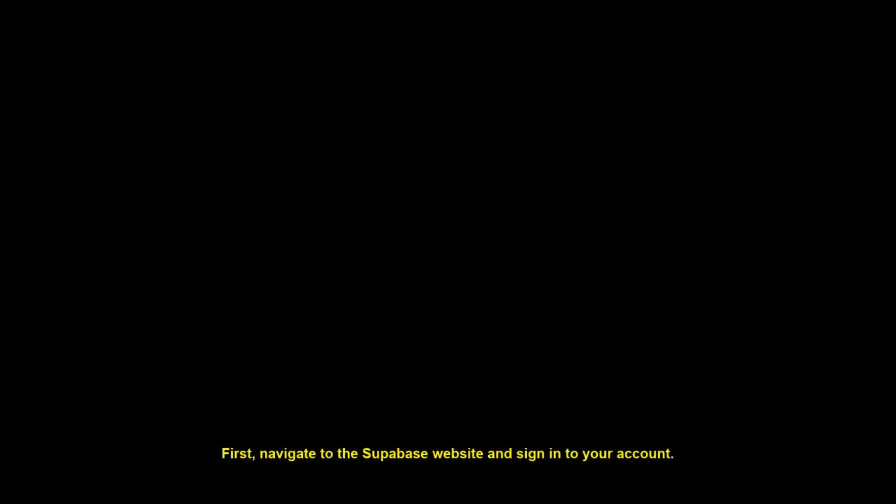First, navigate to the Supabase website and sign into your account. Once logged in, create a new project if you don't have one already. Within your project dashboard, locate the Authentication tab on the left sidebar.